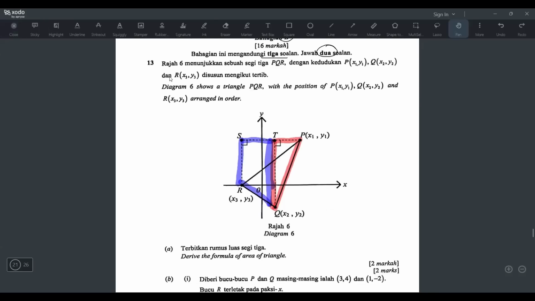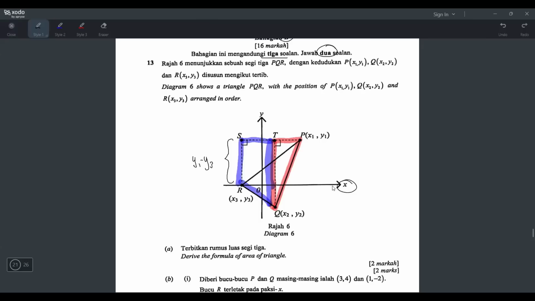If you look at this, the sum of parallel lines will be the distance here and the distance here, right? So what will be the distance from here to here? It will be the y coordinate of this point minus the y coordinate of this point. So you get y1 minus y3. Remember, when you are trying to find the height or the vertical distance, you will always take y coordinate minus y coordinate. But if you're trying to find the horizontal distance, then you take x minus x.